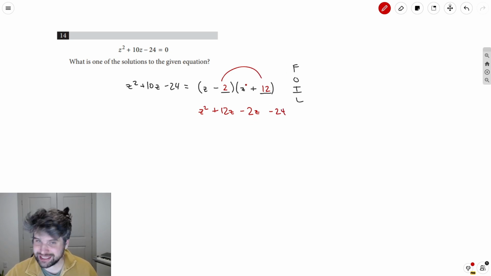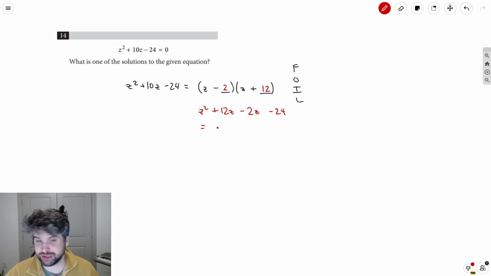Now notice, this is why these last terms had to multiply together to get negative 24, because that's how you get that last constant term, by multiplying these numbers together. Similarly, we had to have z's here because these have to multiply together to get us our z squared. So what about this 10z in the middle? Well, if you combine like terms, 12z minus 2z is going to get you 10z. That's why this 12 and this negative 2 had to add together. We chose them carefully to add together to get this middle term, because when you combine like terms, that's what happens.